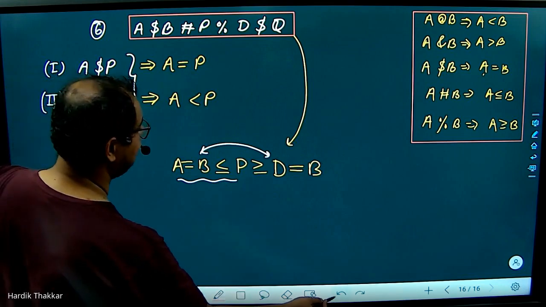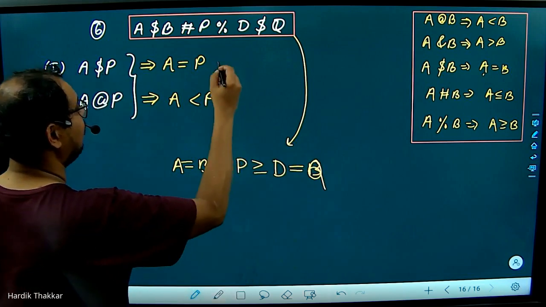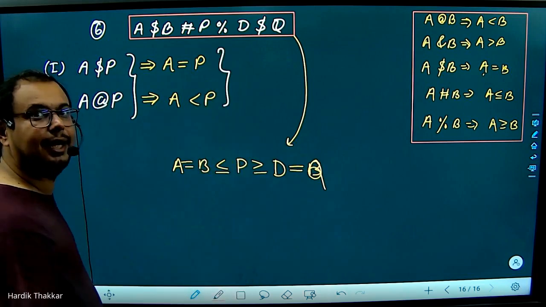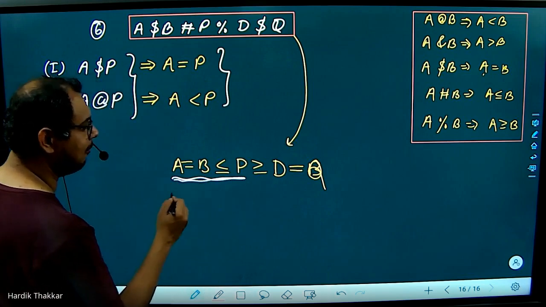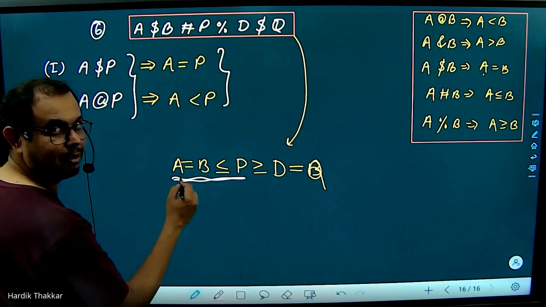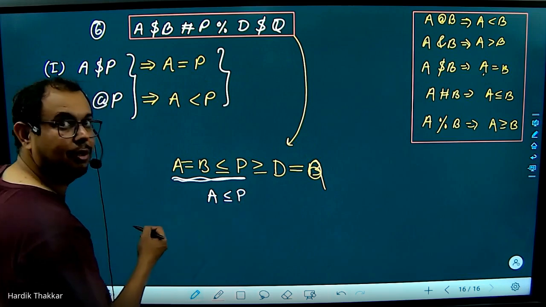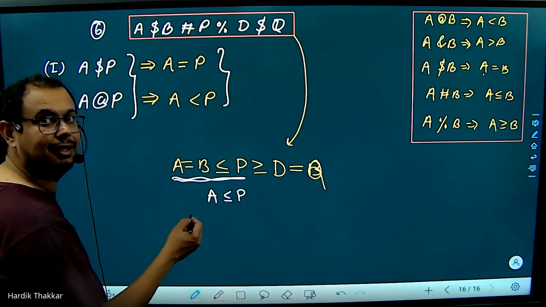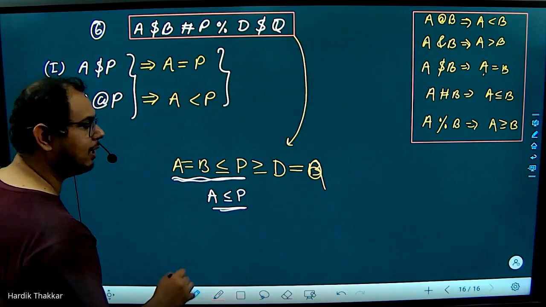But in case of the conclusion, it is asking to draw the conclusion between A and P. So we will check for A and P only. In case of A and P, we can replace B with A, so this will be A is less than or equals to P. Here we are getting only one inequality.